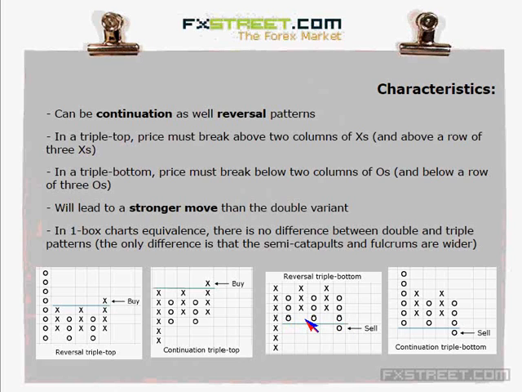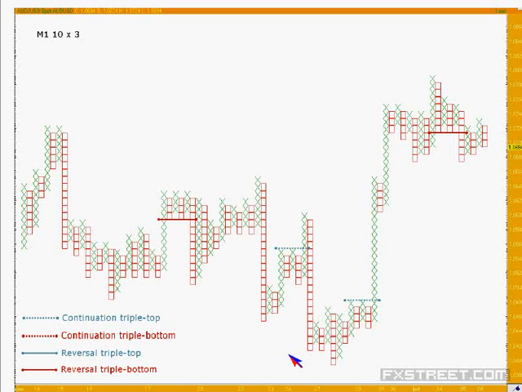Okay. In 1 box chart equivalence, there is no difference between double and triple pattern. There is no way to distinguish them. The only difference is that the semi-catapults and the fulcrums that we have just seen are wider. Okay, are just wider.